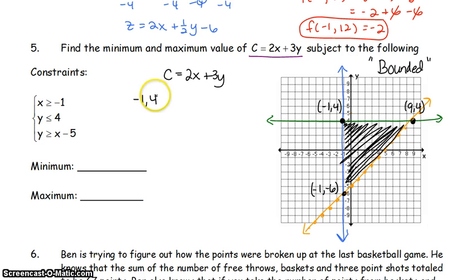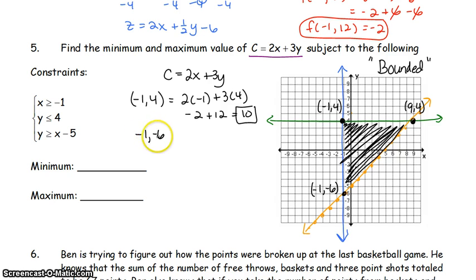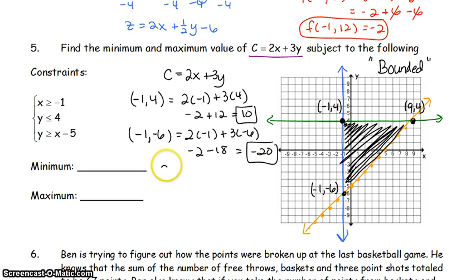So I've got (-1, 4): 2 times -1 plus 3 times 4. Negative 2 plus 12 gives us 10. At (-1, -6): 2 times -1 plus 3 times -6. Negative 2 minus 18 is negative 20. And our last point, (9, 4): 2 times 9 plus 3 times 4. 18 plus 12 gives us 30.